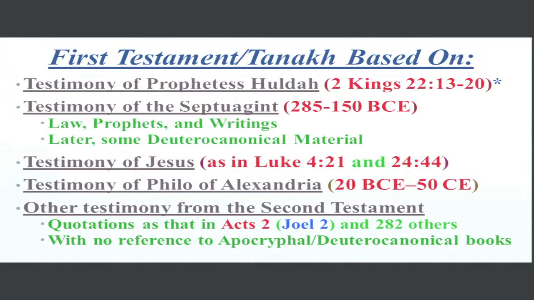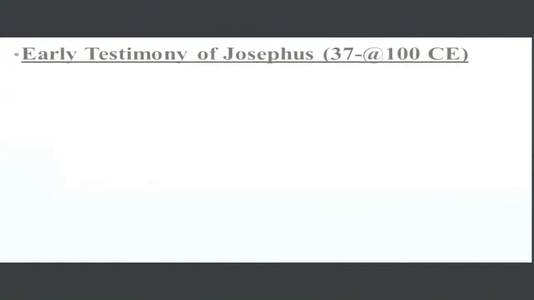And there are 282 other references in the Second Testament or the New Testament from the First Testament. So we have these witnesses affirming that this material is sacred and worthy to be in the Bible. And there is no reference in the Second Testament to pieces from the Apocrypha or the Deuterocanonical issues. So that's going to be important as the Second Testament is finally confirmed and put into place.